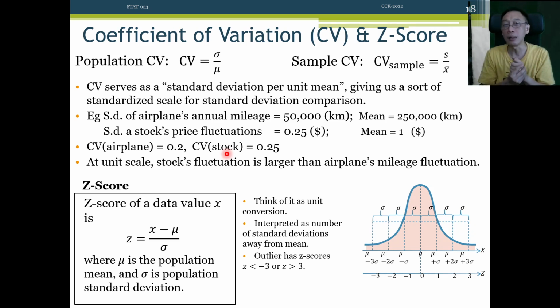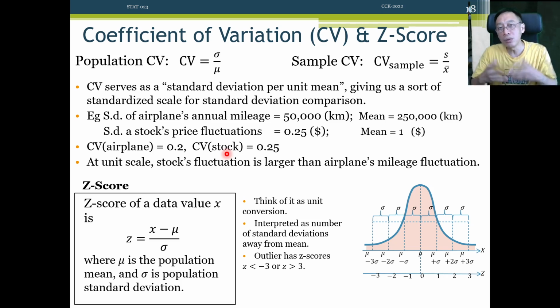Let's talk about airlines on their own. In the airline industry, you might ask, are we competitive in terms of our control of the fluctuations of mileage travelled? Competitive against whom? Your competitors. Your competitors can be regional airlines or international airlines, but nowadays it's a bit of a mix and match. Regional airlines go international, and international airlines also try to fly regional. So you might want to compare against everybody.